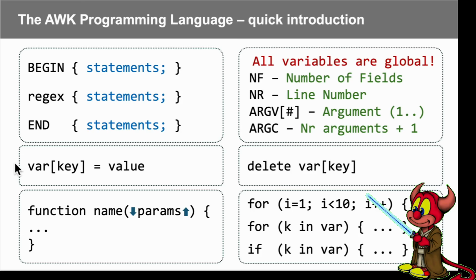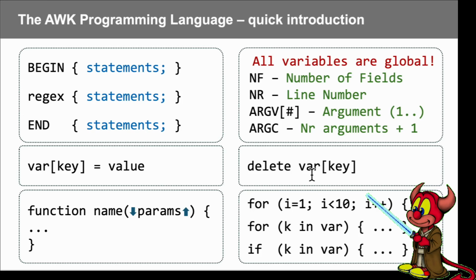How can you assign values to variables? You can say var equals value, or you can say var with the key equals value. How are arrays implemented? As a dictionary, where the keys are basically integers. You can also delete a key by saying delete var with the key.